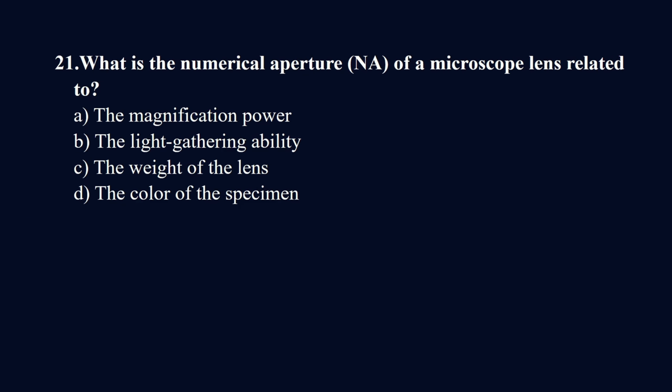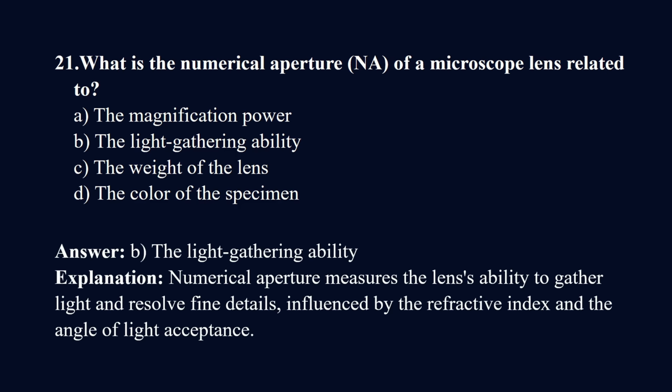Question number 21. What is the numerical aperture of a microscope lens related to? The magnification power, the light gathering ability, the weight of the lens, the color of the specimen? And the correct answer is the light gathering ability.